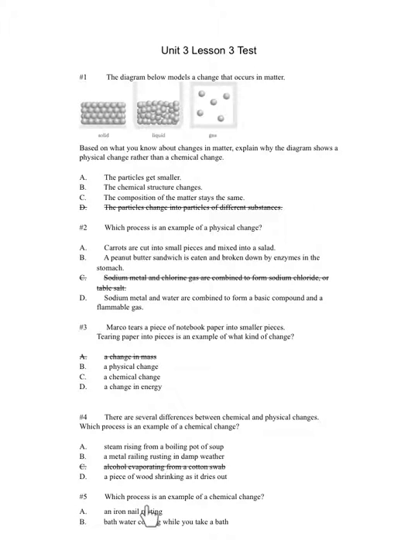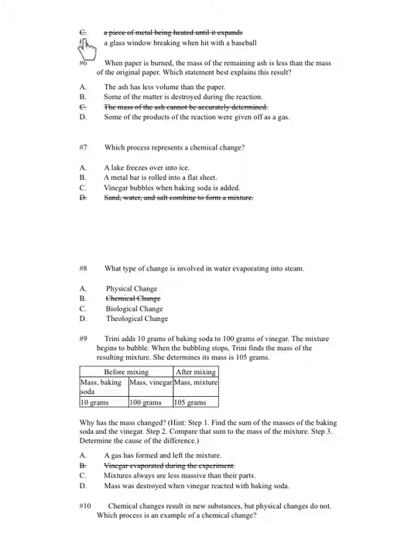Number 5. Which process is an example of a chemical change? A. An iron nail rusting. B. Bath water cooling while you take a bath. C. A piece of metal being heated until it expands. D. A glass window breaking when hit with a baseball.